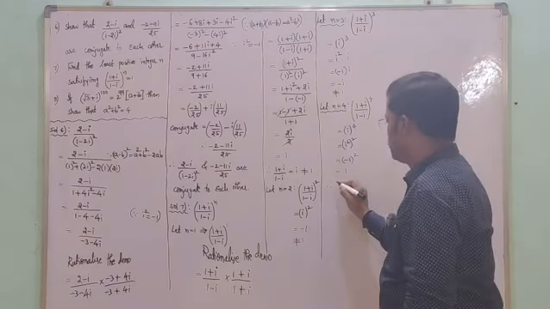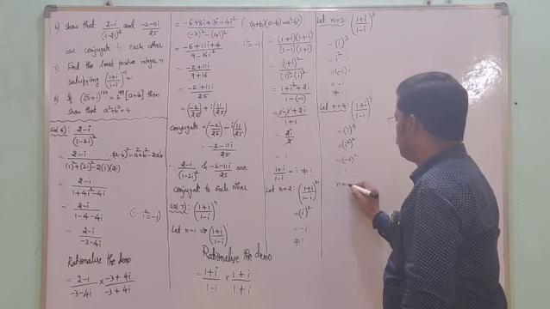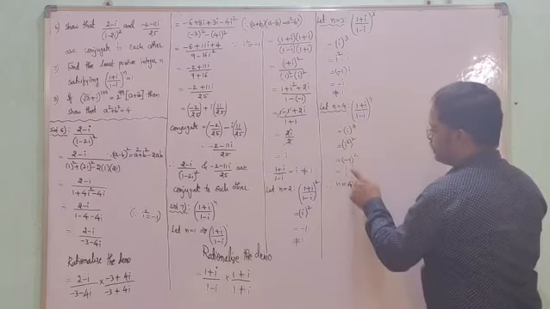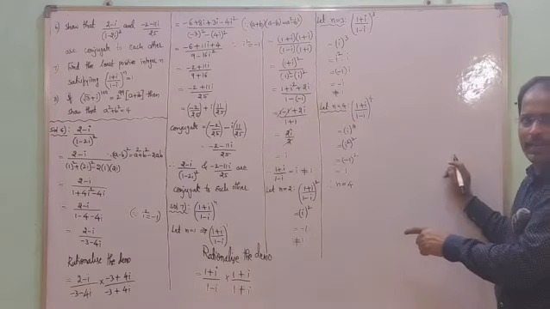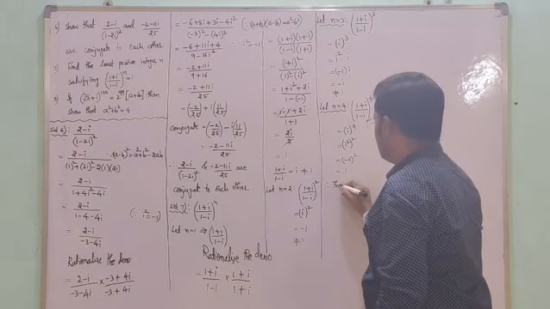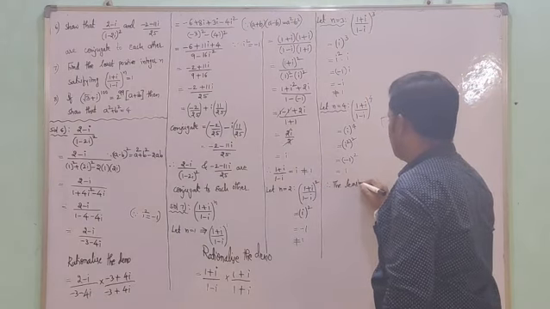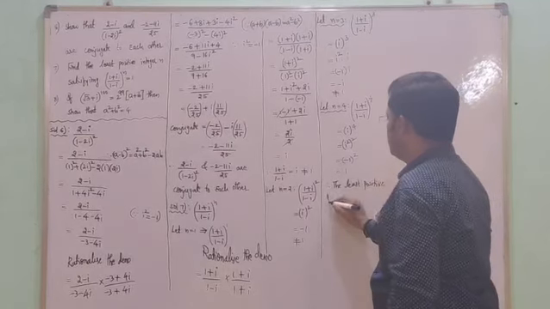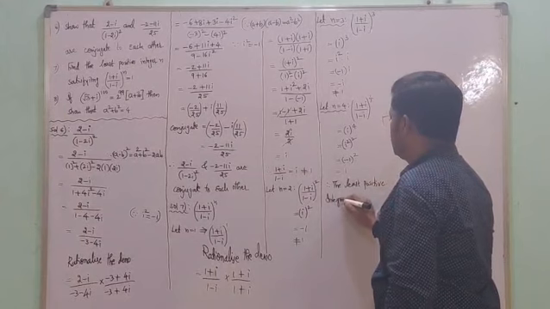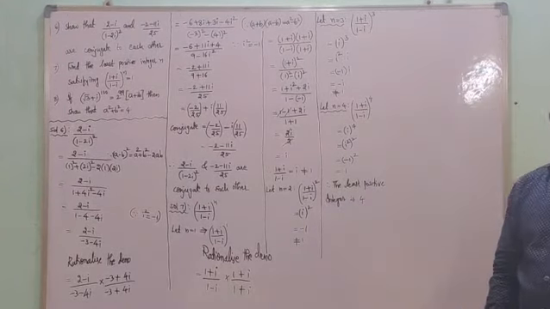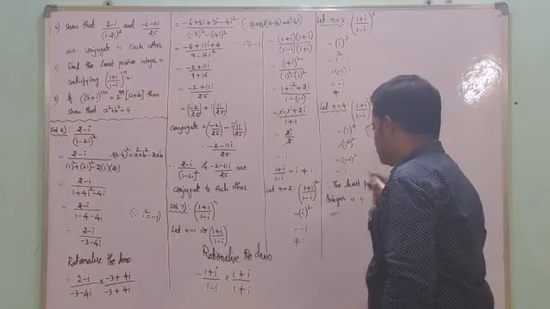So therefore n equals to 4. When we substitute n equal to 4, what answer came? 1 came. Means the least positive integer. Therefore the least positive integer is 4. Clear? Okay, right. Next problem.